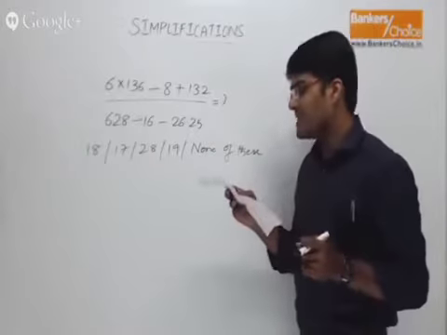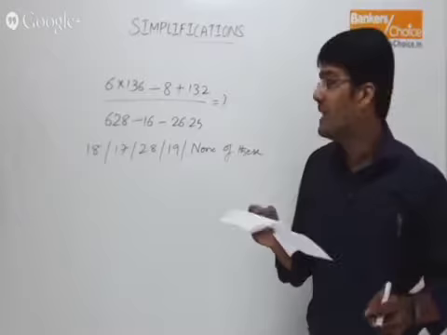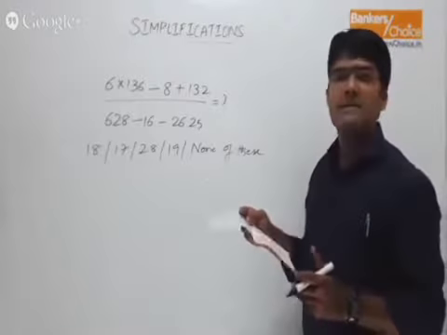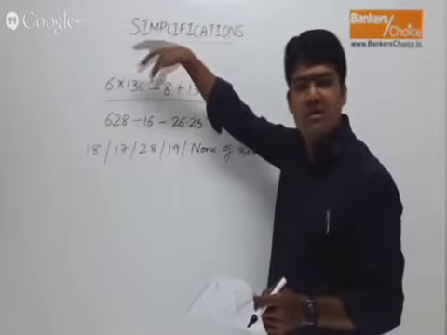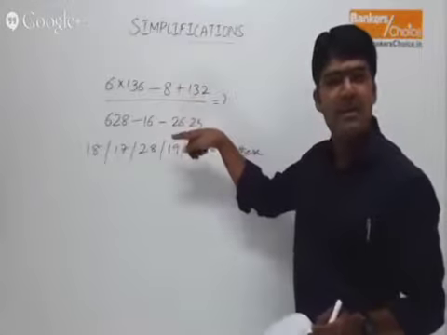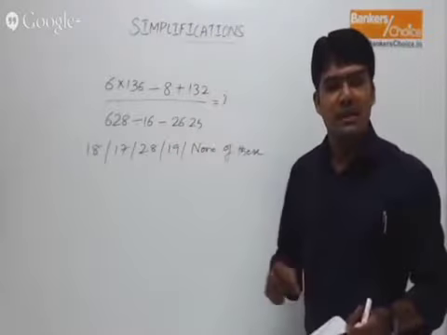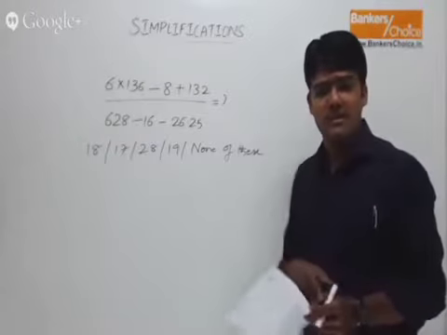Right, so 6 into 136 divided by 8 plus 132 divided by 628 divided by 16 minus 26.25. So that's like a complicated numerator which has got some simplification within it and a similar denominator. So simplify the numerator and denominator respectively and then go for the division part, right? I think in 45 seconds you should be able to get the answer. Your time starts now.